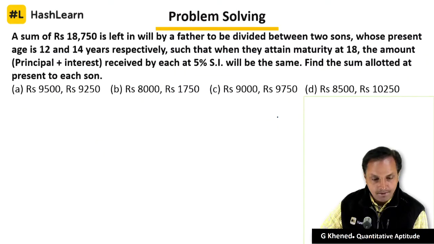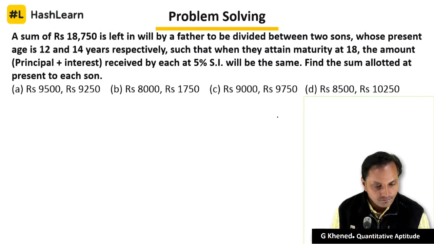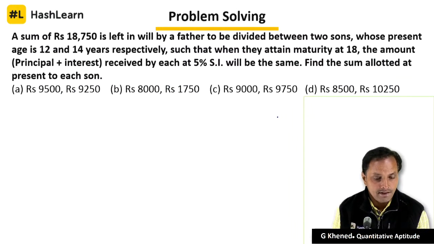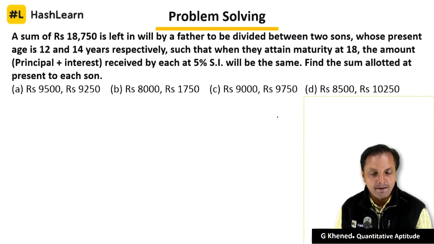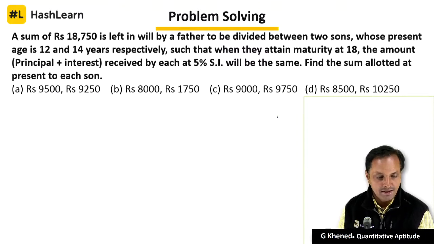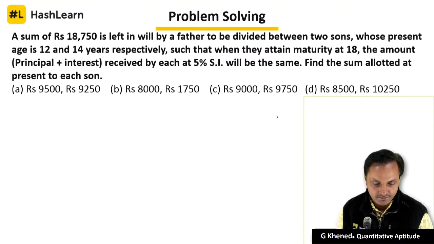Let us come to the next example. A sum of 18,750 is left in a will by a father to be divided between 2 sons whose present ages are 12 years and 14 years respectively, such that when they attain maturity at 18, the amount, principal plus interest, received by each at 5% simple interest will be the same. Find the sum allotted at present to each son.